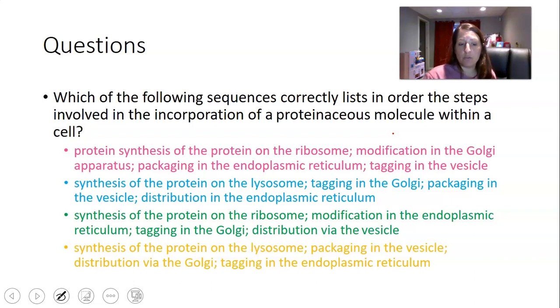Okay, so immediately you should eliminate blue and yellow because both of those say synthesis of protein on the lysosome, and we know that that's not where proteins are made. Proteins are made on ribosomes. So where does that protein go next? Does it go into the Golgi to get modified, or does it go into the endoplasmic reticulum to get modified? It's going to go into the ER. Okay, and then from the ER it goes to the Golgi, and then from the Golgi it goes to wherever it's destined to be. Okay, so green would be the correct sequence of events.